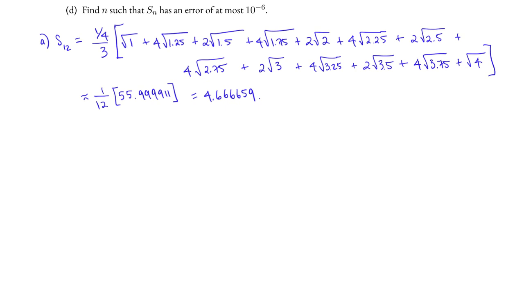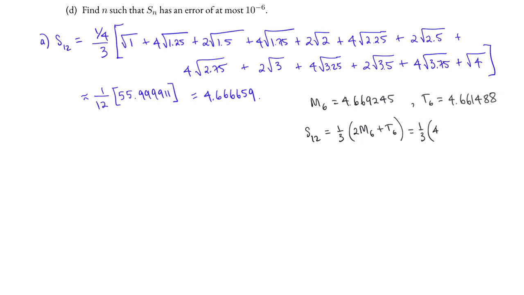Note that in the separate video, we found that the midpoint rule is 4.924 and the trapezoid rule using 6 intervals is 4.661488. If we were to take the weighted average using 2 midpoint sum and 1 trapezoid sum using 6 subintervals, we would obtain the same answer, 4.666659. But instead of using 6 intervals only for the midpoint and the trapezoid, we would need to double the number of intervals for the Simpson rule, which is 12.